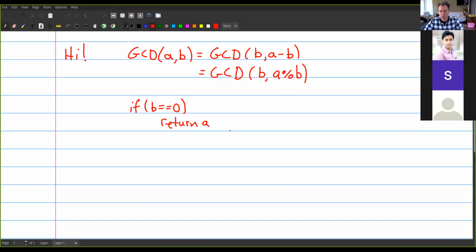That's because everything is a divisor of 0, so the biggest common divisor of 0 and A has got to be A, because A is a divisor of 0 and itself, and it's bigger than 0. That's the base case, and otherwise you return the GCD of B and A mod B. And so what did we just define here? This is GCD of A and B.